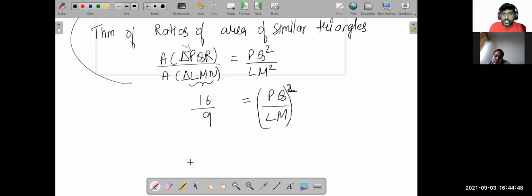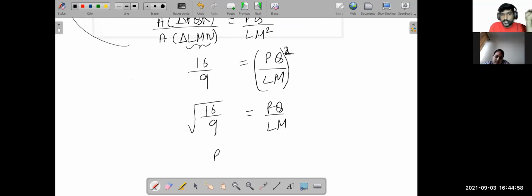Now take the square root on both sides. Take the square root of the numerator and the denominator. We have PQ upon LM is equal to 4 upon, square root of 16 is 4, square root of 9 is 3. So PQ upon LM is 4 upon 3. Done.